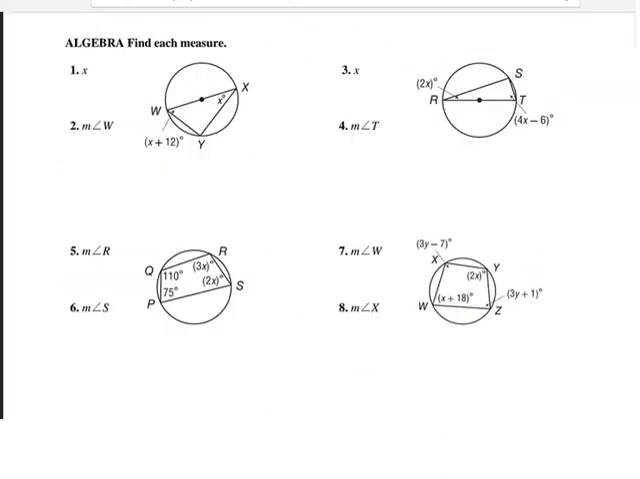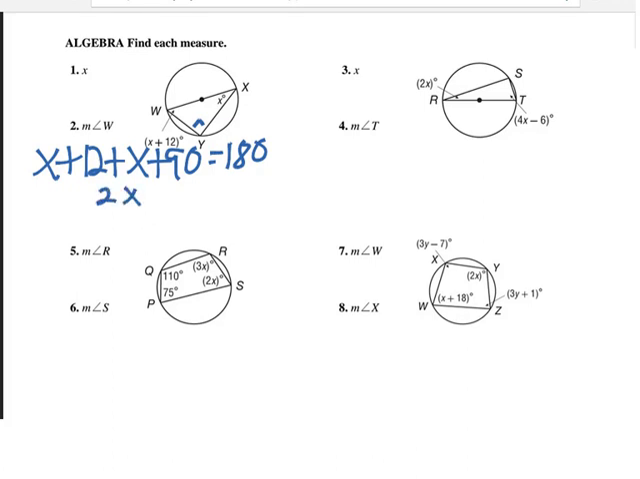Okay, next one, find each measure. This one says to find x and to find angle W. So in order to find x, I need to find what y is. But I know that this is a diameter because it passes through the center, so this has to be 90. So x plus 12 plus x plus 90 is going to equal 180, because that's how many degrees are in a triangle.